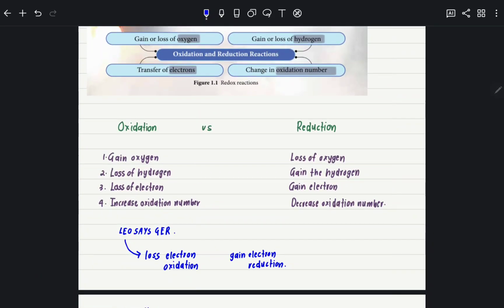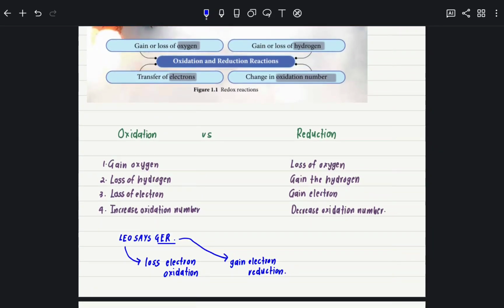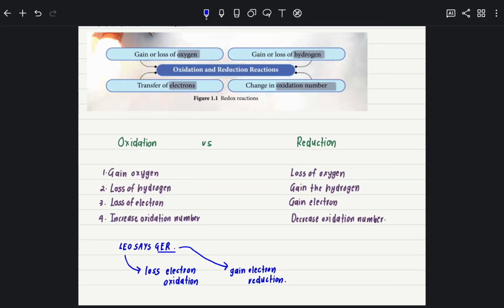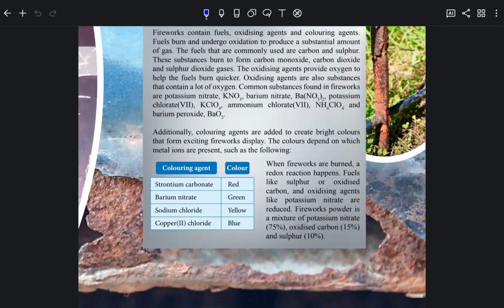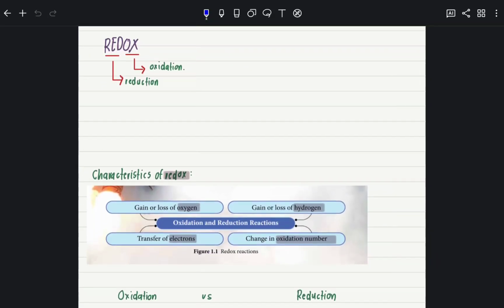Okay, so you can remember this one. Leo says Ger. Leo kat sini loss of electron oxidation. So this is how we remember. So nak tak nak you kena remember these properties, because you will travel in this whole chapter with these properties. You belajar electrolytic ke, you belajar voltaic ke, you belajar apa-apa pun nanti you will use these properties. So make sure you hadam these properties betul-betul. Okay, so saya rasa enough for this video sebab saya dah terang the basic, the surface of the chapter.